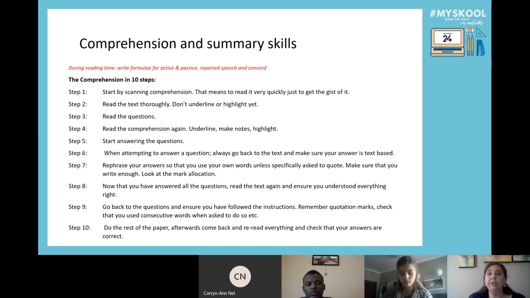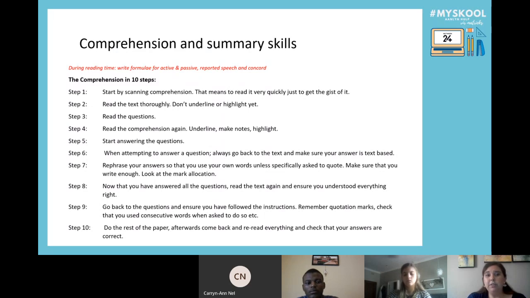Step 4, read the comprehension again, this time underline, make notes, highlight. Now you have the set of questions in your head. So you go back to your comprehension and you highlight where you find the answers or where you see something that is important. Then step 5, start answering the questions. Now step 5, 6 and 7 go together.